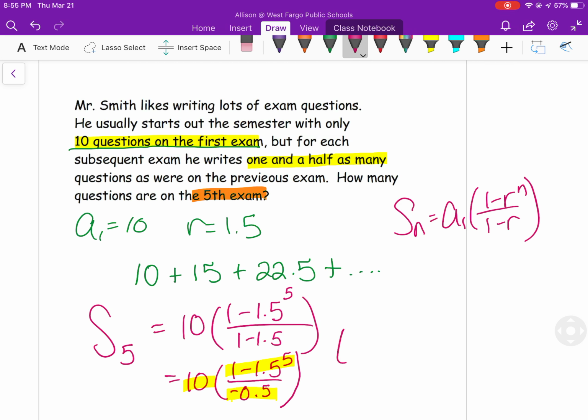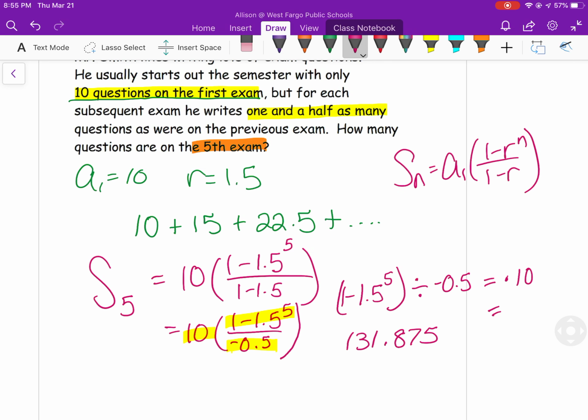I calculate this first, hit enter, this one next, divided by that, and then times 10. So that might look like this in the calculator: 1 minus 1.5 to the fifth in parentheses, then divided by negative 0.5, hit equals, then times 10, then equals. And my answer I got was 131.875. So I would answer that there would be approximately 132 questions on the fifth exam. So hopefully that includes some multiple choice, because that's a lot of questions.